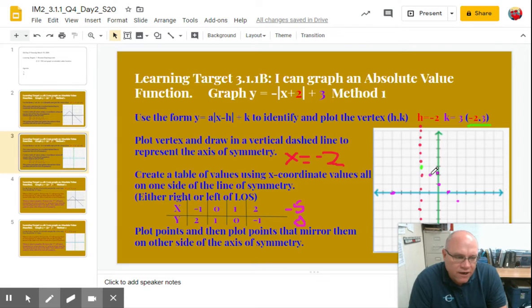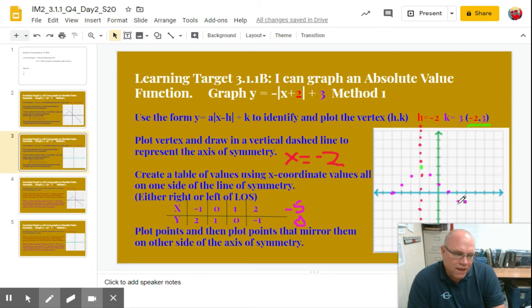See this point here at negative 1, comma 2? It's 1 away from the axis of symmetry, so I go 1 away to the other side. See this point here, 0, 1? It's 2 away from the axis of symmetry. It's 2 to the right, so I'm going to go 2 to the left. The x-intercept here at 1, 0 is 3 away from the line of symmetry, so I go 3 to the left of the line of symmetry. That was the point I already had.